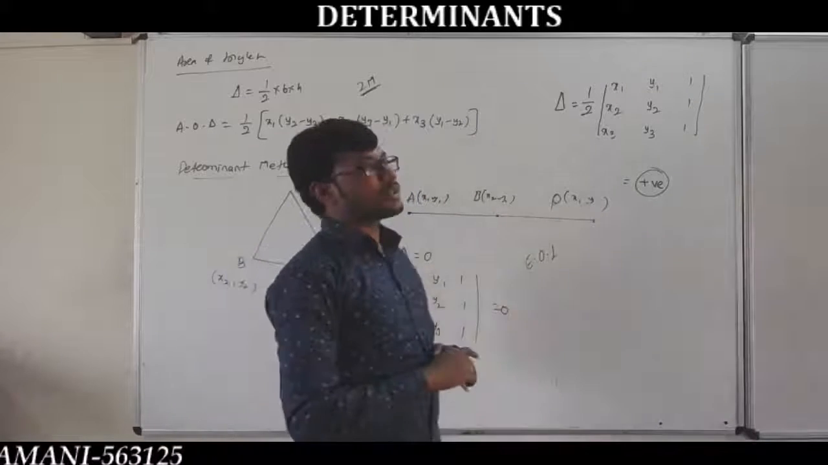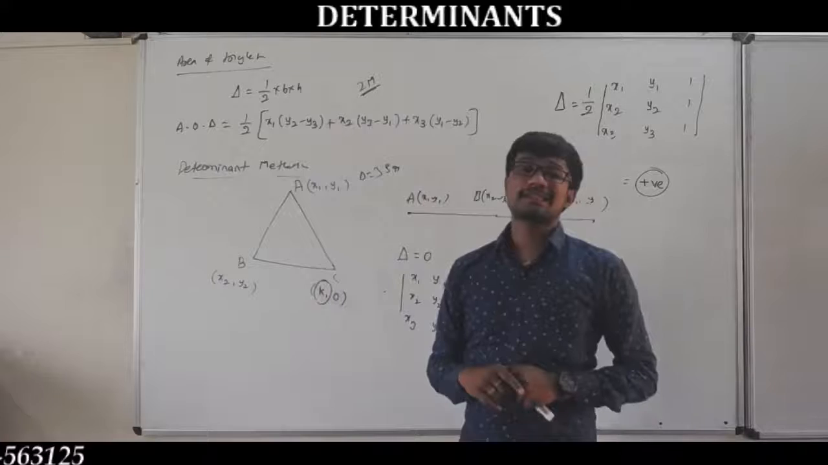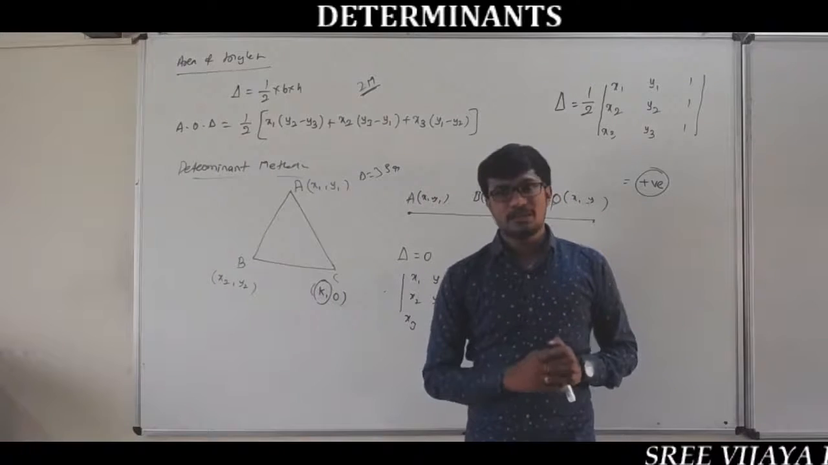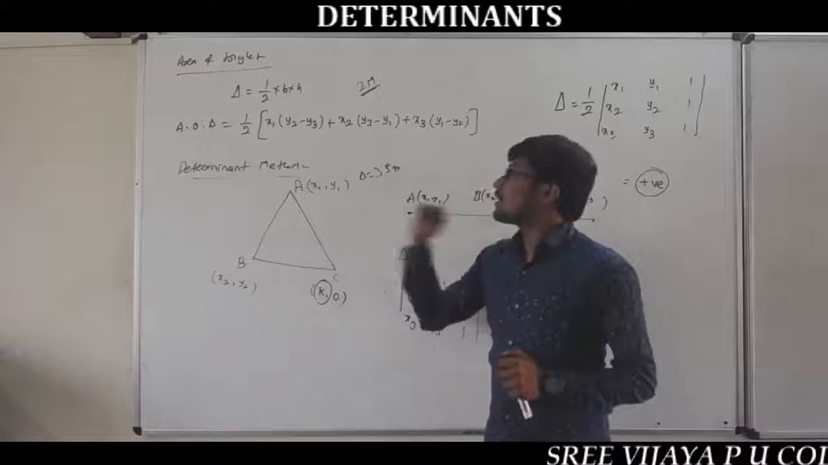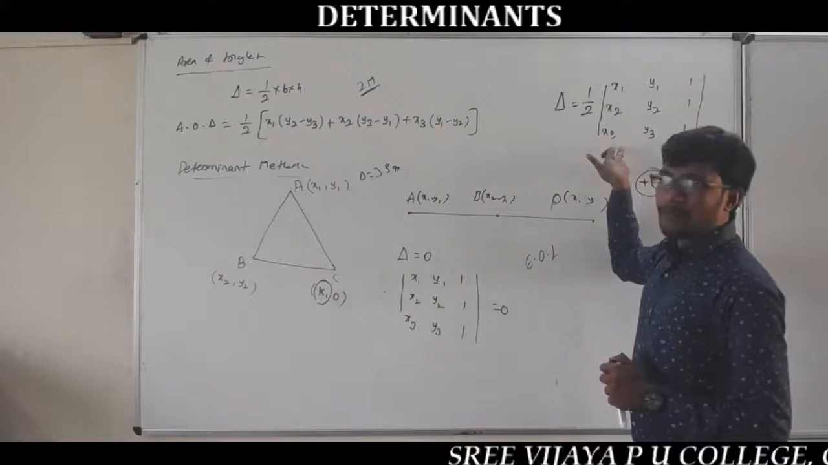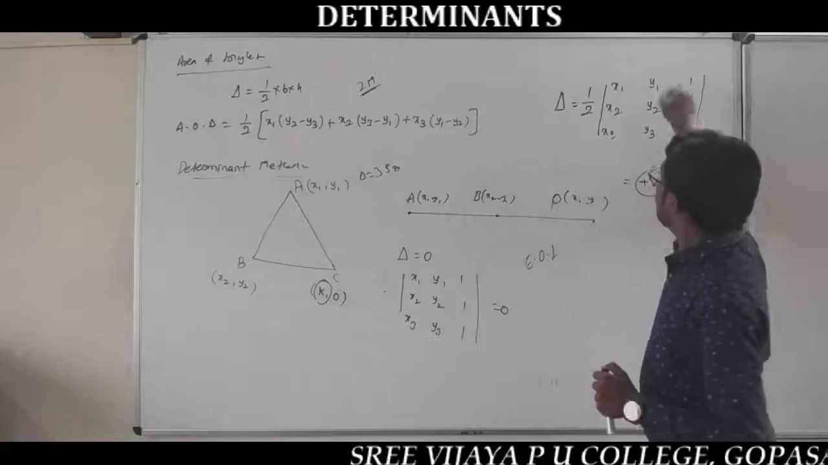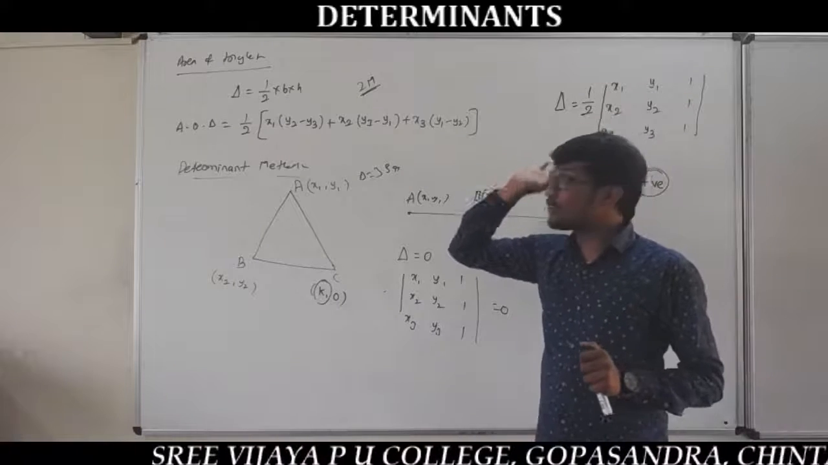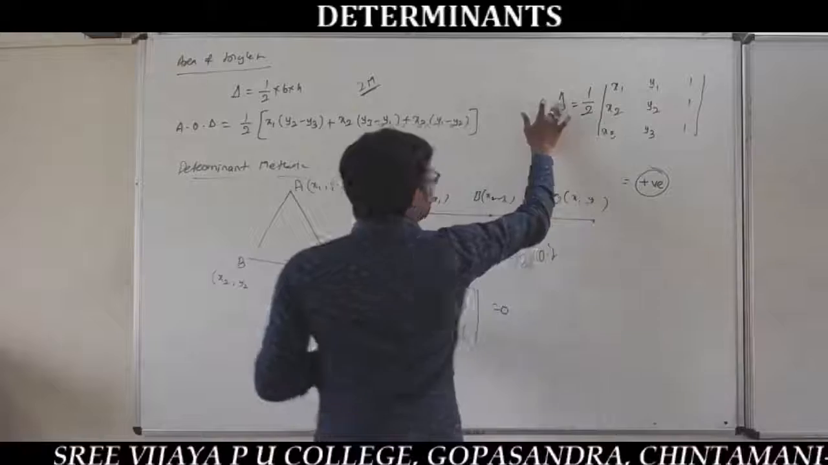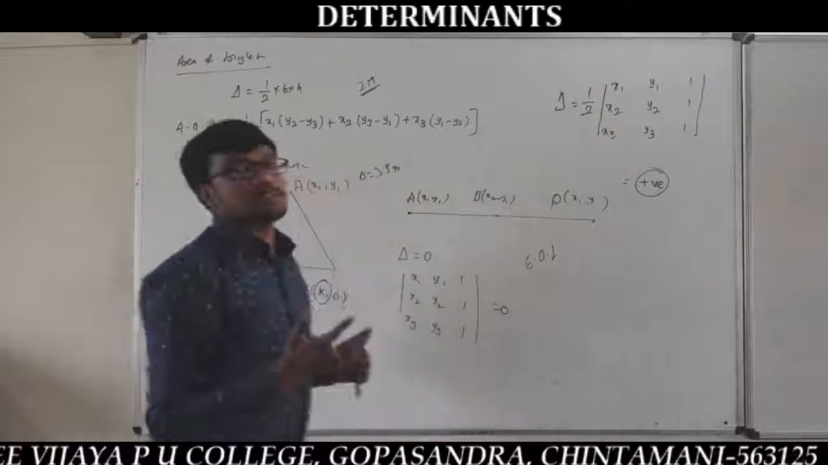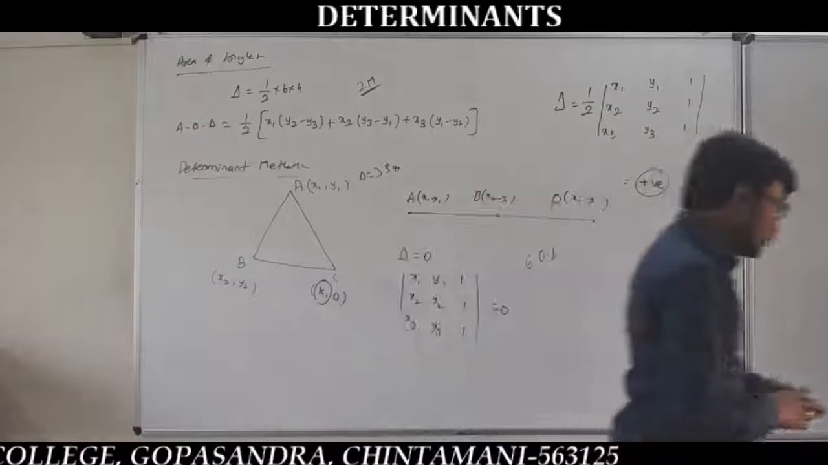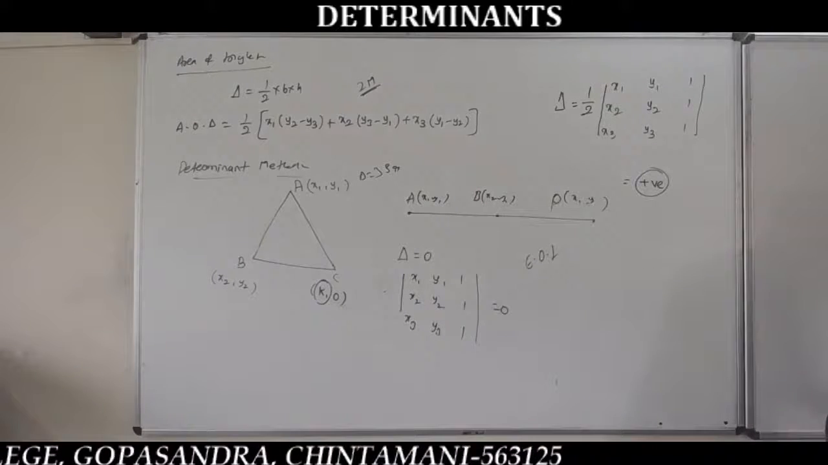Okay, so these are the 3 concepts they ask in the area of triangles using determinants. Got it? So the area of a triangle is the main formula. You can write it like this also, and if you interchange also, no problem. Don't worry about that. The main thing is, based on the question, which formula you apply. Okay, in that, we will do one of the problems.